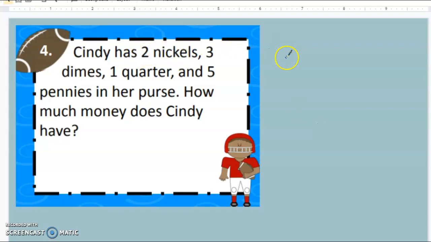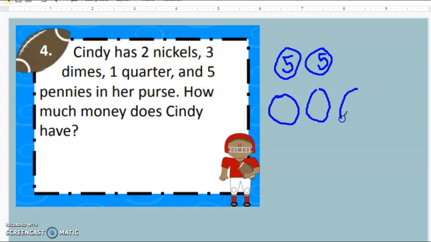So I'm going to draw out these coins and I'm going to put the amount that they're worth in the coin. So my first coin is a nickel and it's 5 cents. And I'm using my mouse to draw, so they're not going to be super pretty, okay? I have my 2 nickels. I have 3 dimes. 1, 2, 3. And my dime, they're worth 10 cents.